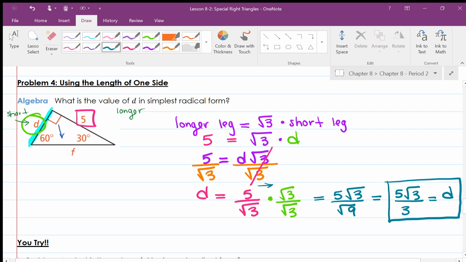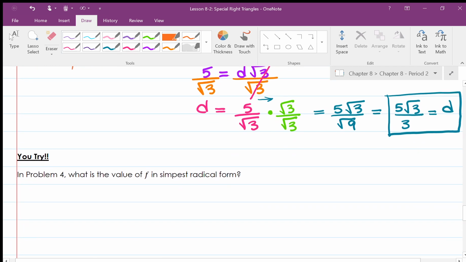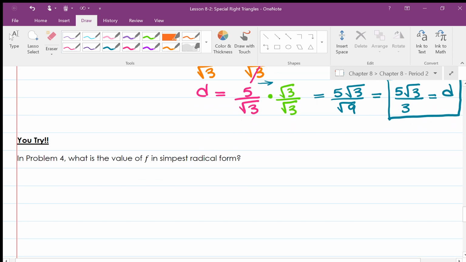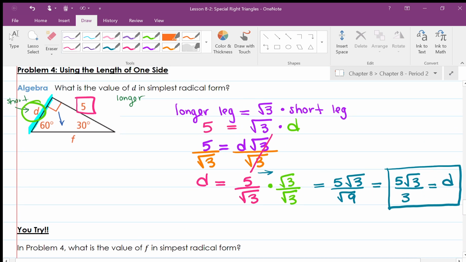Okay? So why don't you take a minute, if you'd like to, pause the video before you delve into that you try. So in this you try, it says, from problem 4, what is the value of f in simplest radical form? Now f, if we take a look at this diagram, f is the hypotenuse, okay? F is in regards to the hypotenuse.